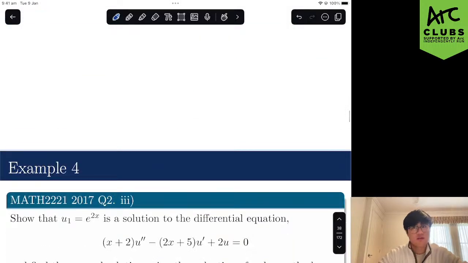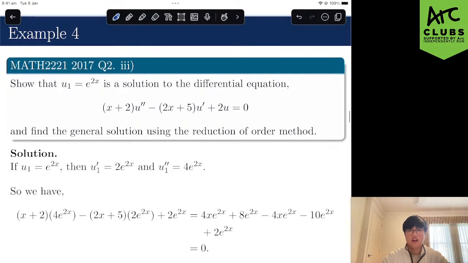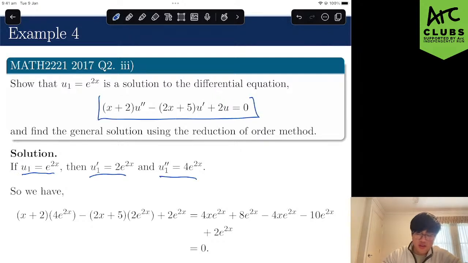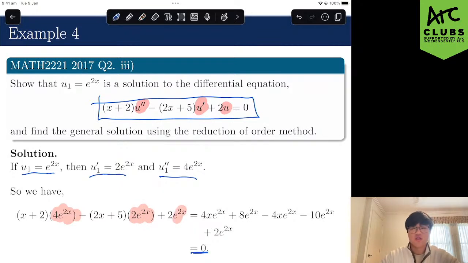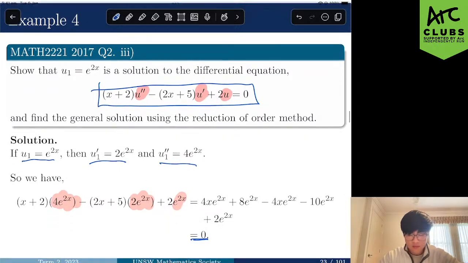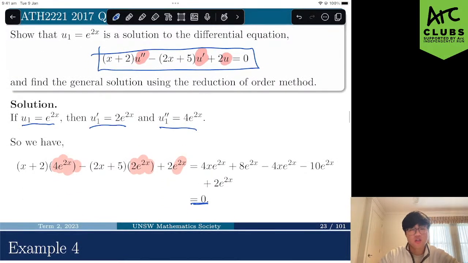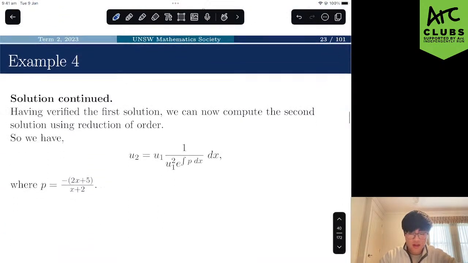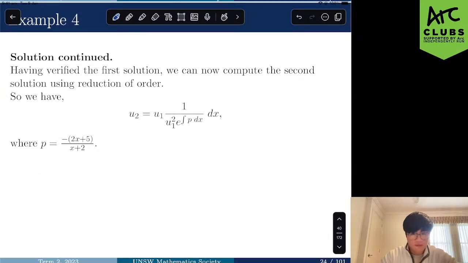I think for the sake of time, we'll just skim through the solutions of this one rather than writing it out ourselves. But essentially what you do is you substitute U1 dash and U1 double dash into this equation here. So you'll see that the U double dash, U dash, as well as U get substituted in. You see that's equal to 0, so that is a solution. The next thing is to compute the second solution using reduction of order. And to do this, we use the formula.